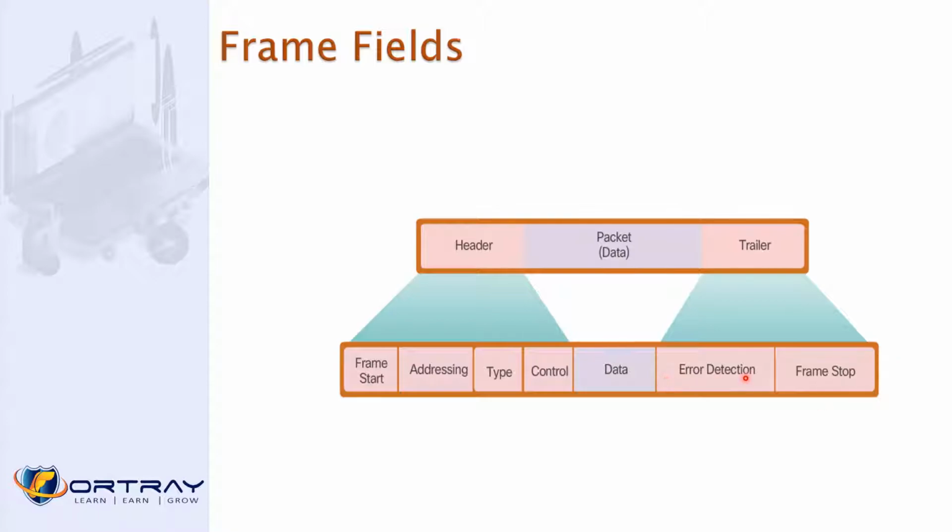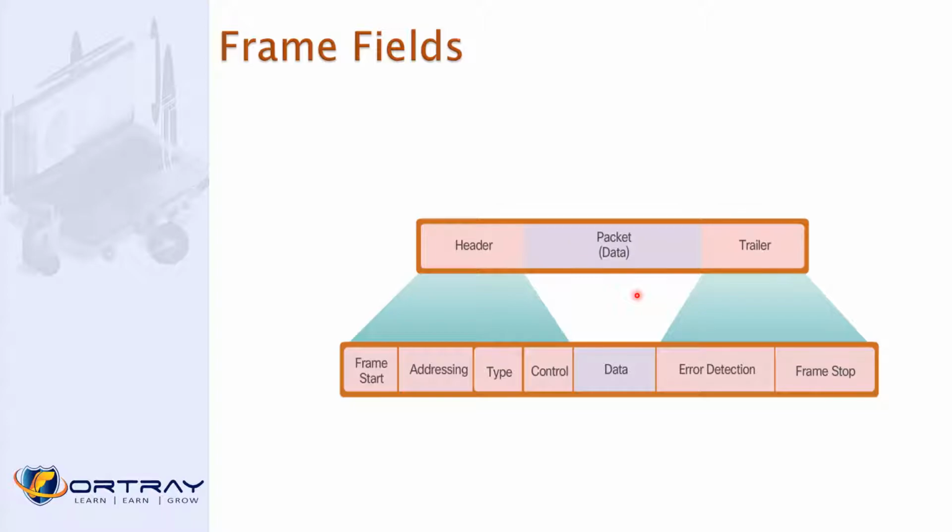The trailer has the FCS or CRC, which calculates whether the frame is in the right format, whether there is any error, before it transmits. Clear? That's the job of the trailer. So basically there are three portions of any frame: header, packet, and trailer.